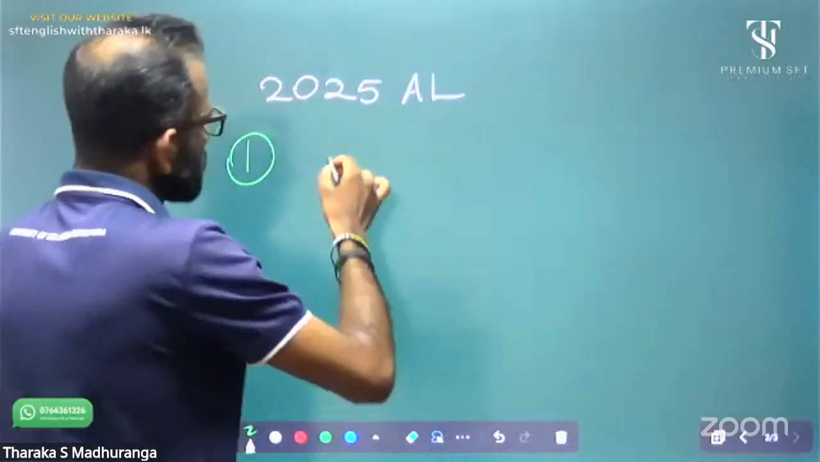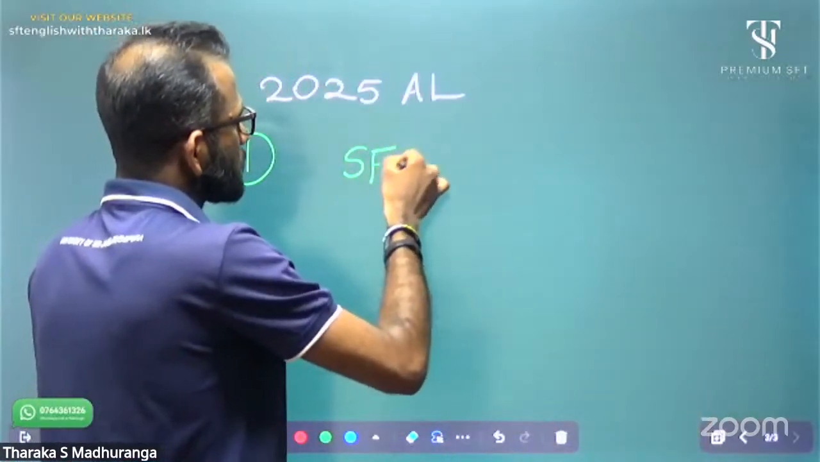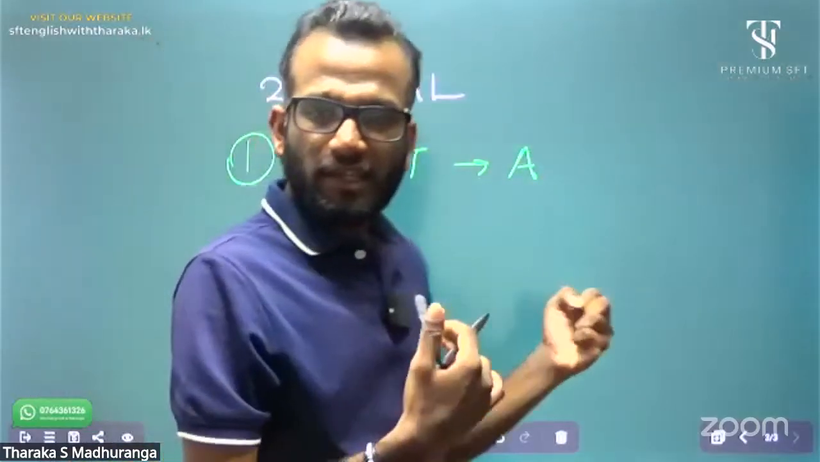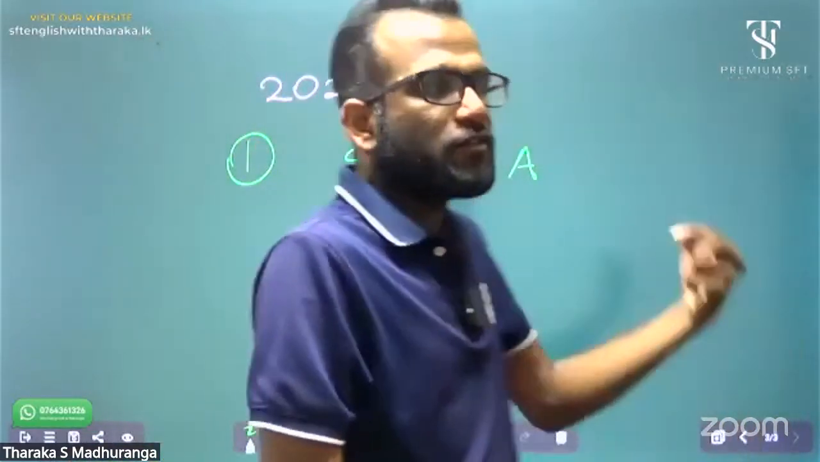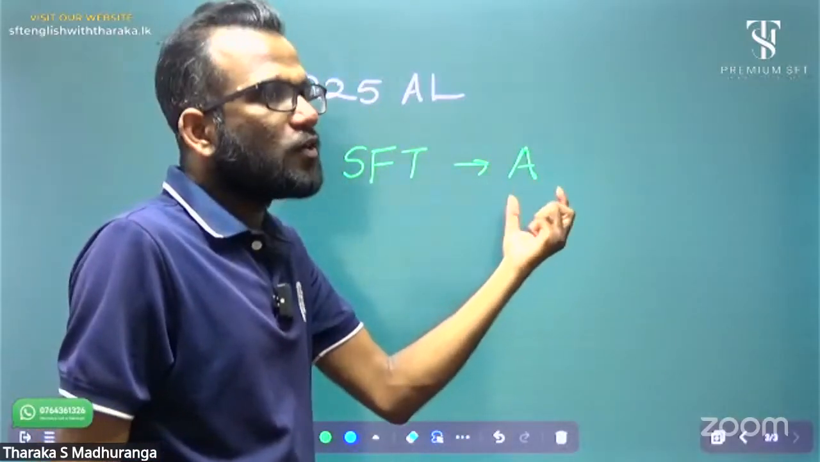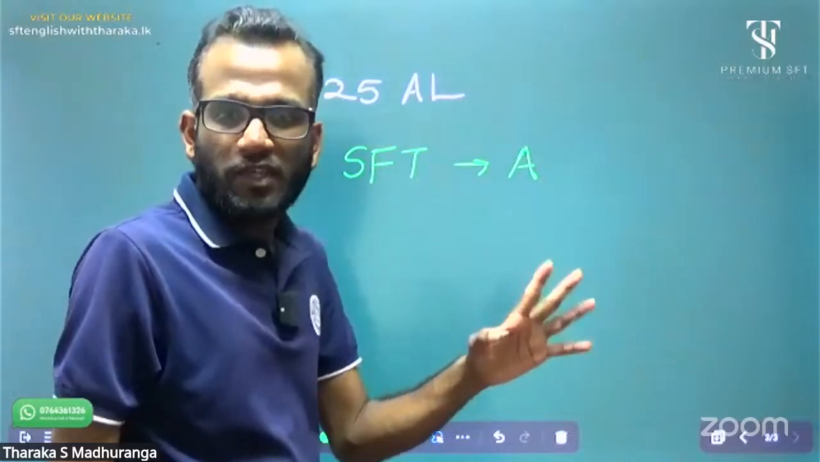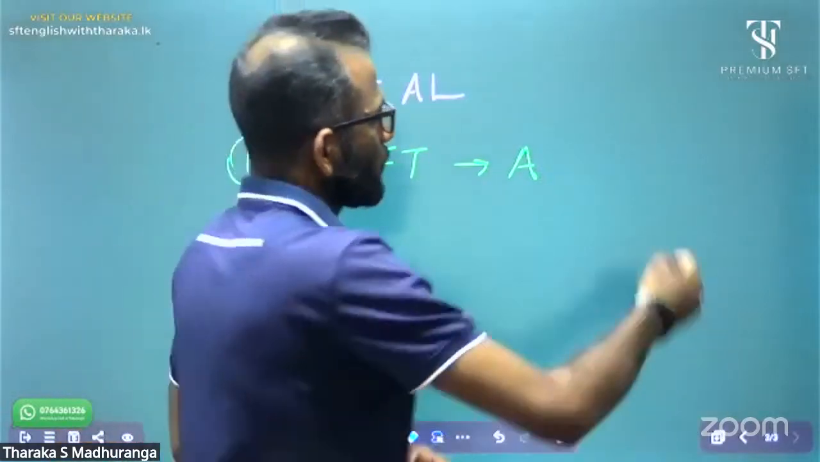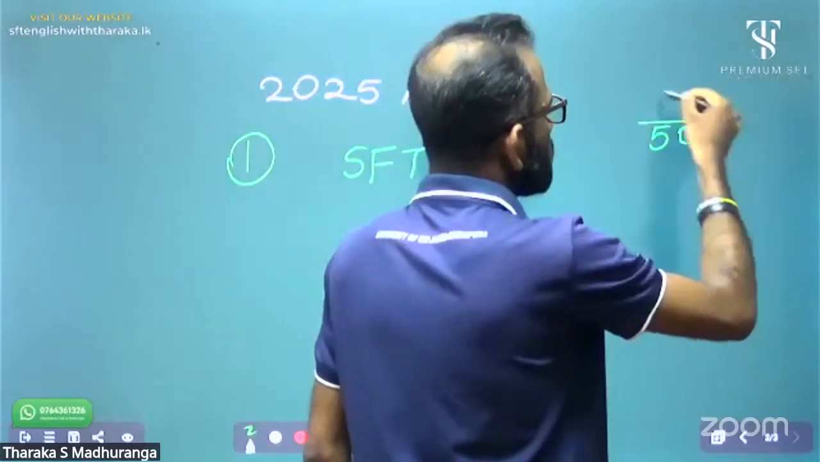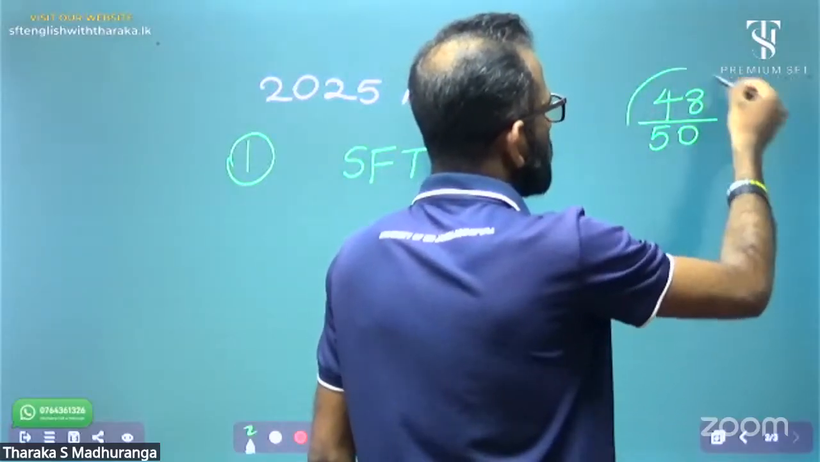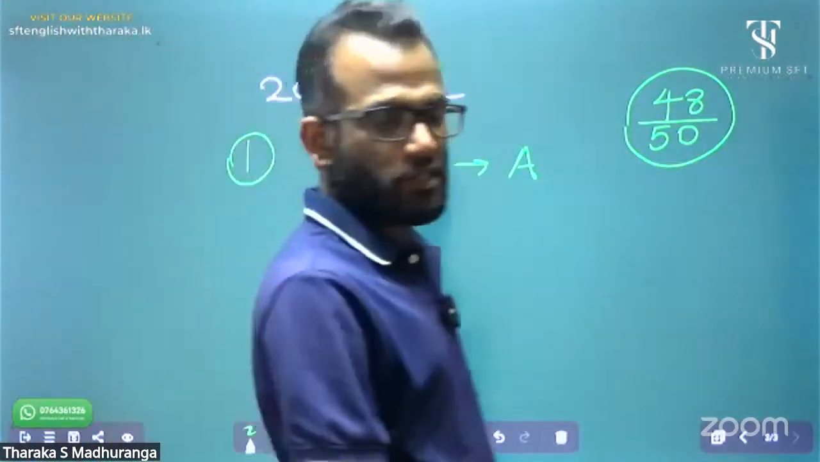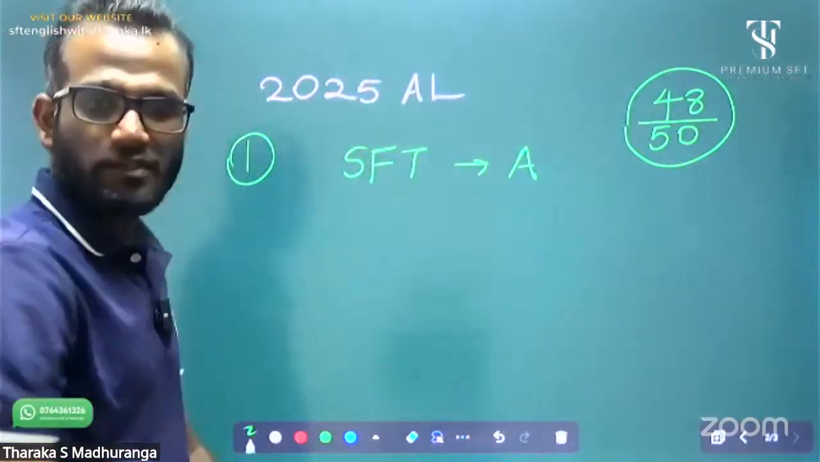The result for science for technology, actually it is not A, it's A plus actually. For SFT, he got 48 MCQ marks. You know, in first paper you have 50 MCQ questions. He got 48. Only 2 mistakes. 48 MCQ questions correct.